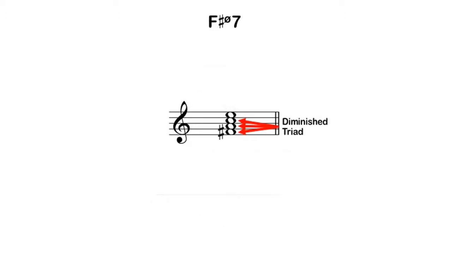If I were to spell an F sharp half-diminished 7th chord, I start by spelling a diminished triad, F sharp, A, C, and then I'll write a major 3rd above the 5th of that. C to E is a major 3rd, or a minor 7th above my chord root. F sharp to E is a minor 7th.